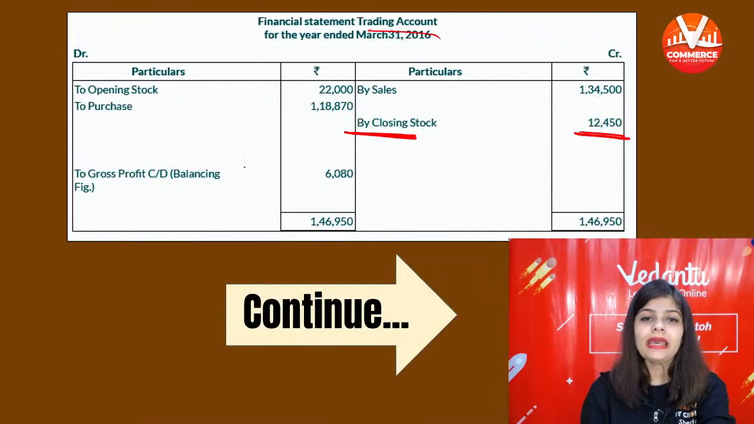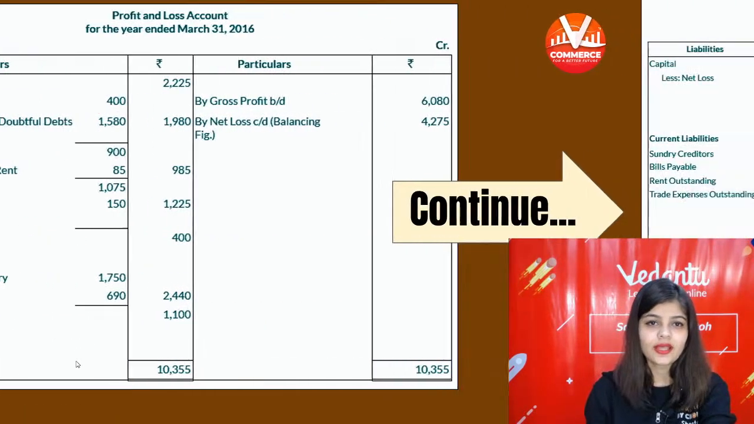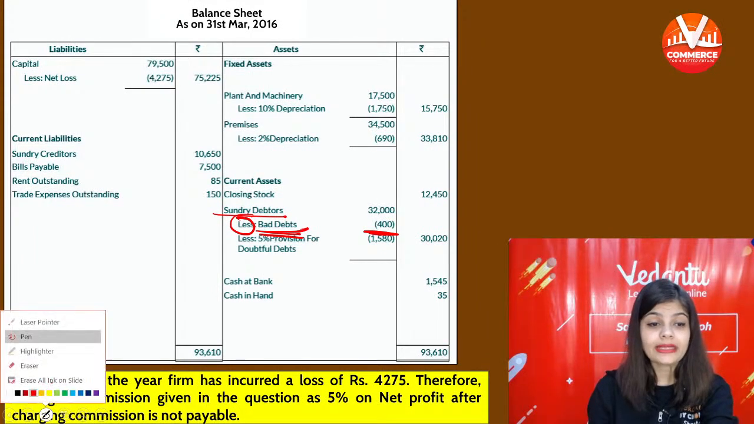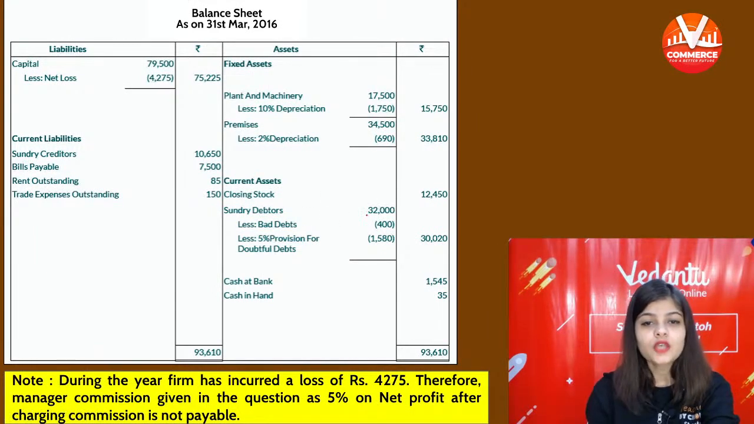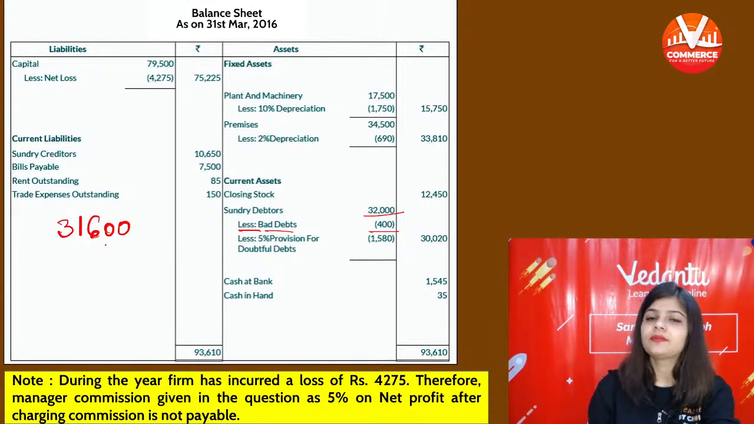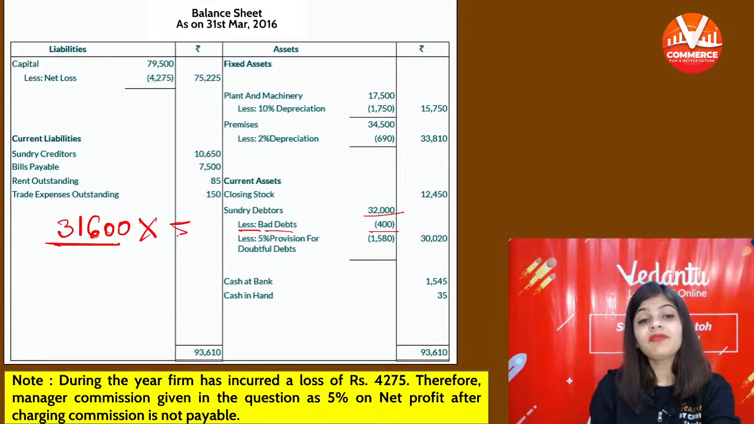First of all, we will calculate the amount of provision. So debtors are 32,000 less bad debt 400. Your net debtors are now 31,600. So you will create 5% of this value. So it will be 1580.